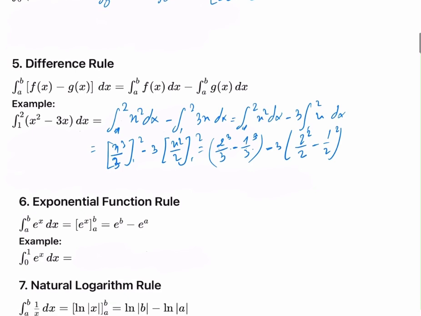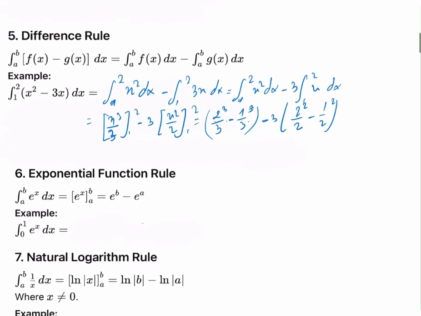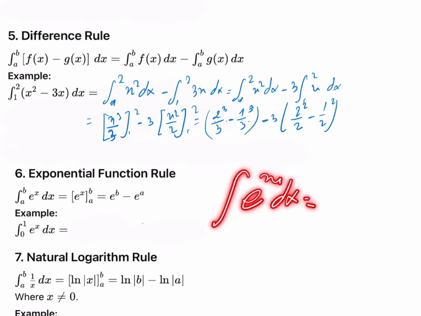The exponential rule, this is the most interesting one, because actually there is nothing to change. It looks scary, but it is not. The integral of e to the x dx is just e to the x plus c. There is nothing to do there, because the derivative of e to the x is e to the x, and the same thing for the integral of e to the x.